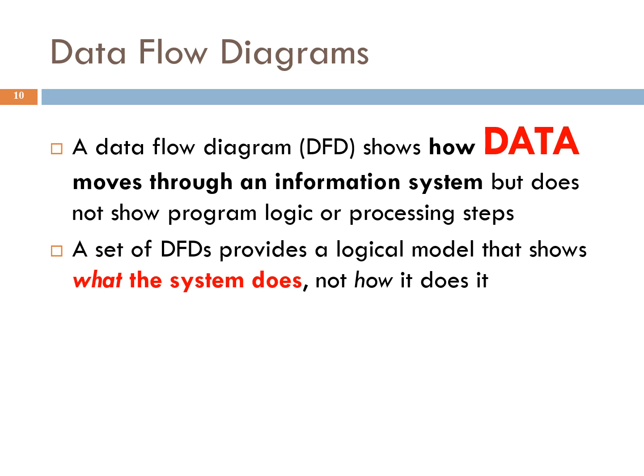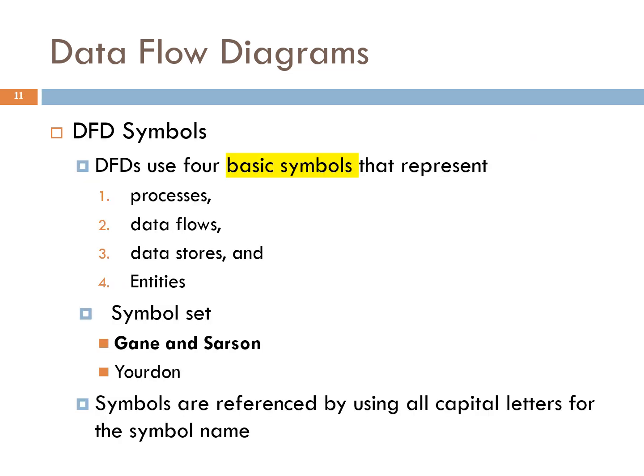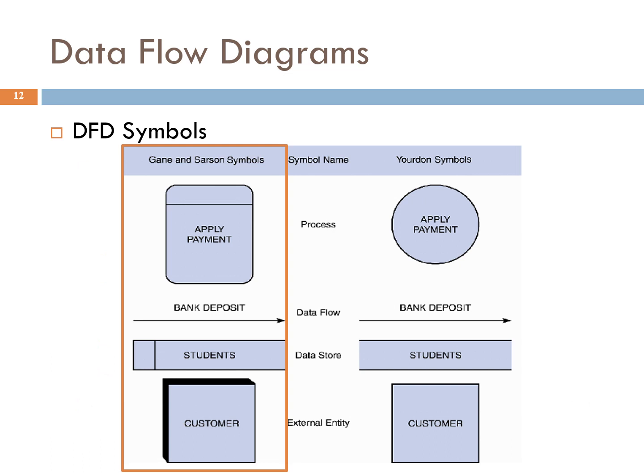A DFD shows how data move inside and throughout the information system. A DFD provides a logical model that shows what the system does and not how it does it. There are 4 basic symbols: a process, a data flow, a data store, and an entity. The symbol set that we are using is named Gane and Sarson. Symbols are referenced by using all capital letters for the symbol name. So we look at these 4 symbols as mentioned just now.